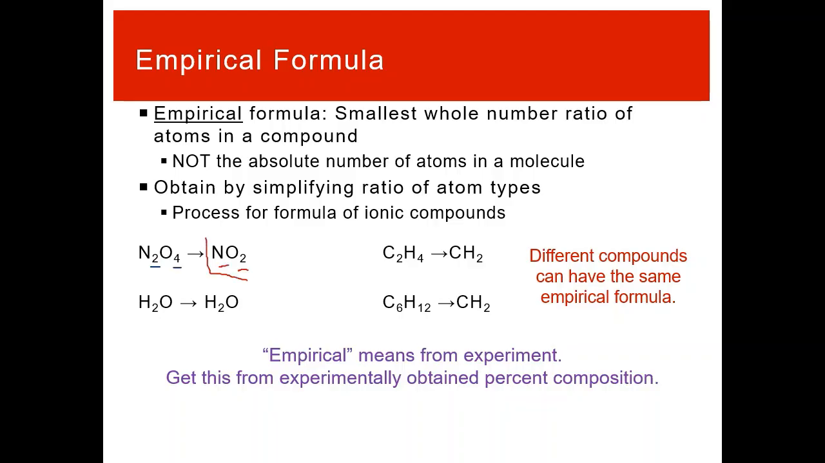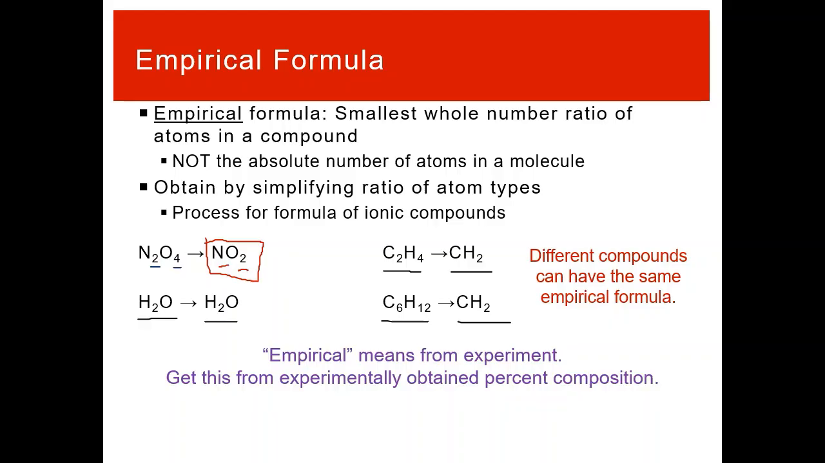It's important to note, this does not reflect the total number of atoms of each type of element in the molecule. It instead reflects the ratio, 1 nitrogen for 2 oxygens. In the case of something like water, the empirical formula just is the molecular formula, because it's already simplified. The reason empirical formulas are less useful is that multiple compounds can have the same empirical formula. C2H4 goes to CH2. C6H12 goes to CH2. Those have the same empirical formula, because those compounds have 1 carbon for every 2 hydrogens.